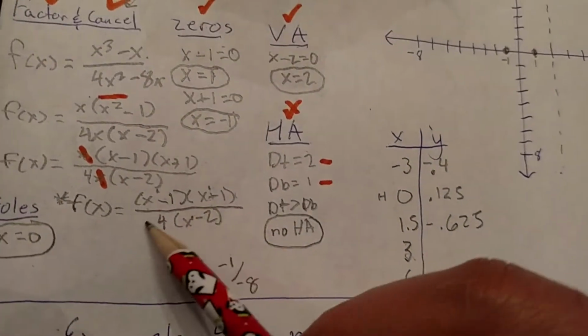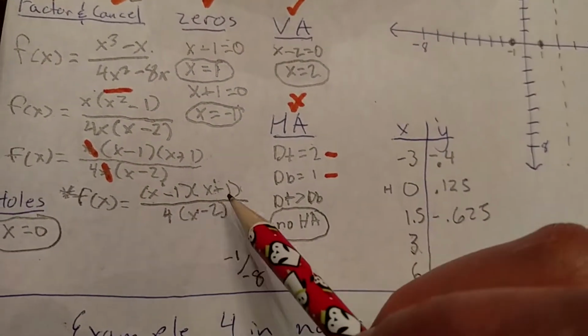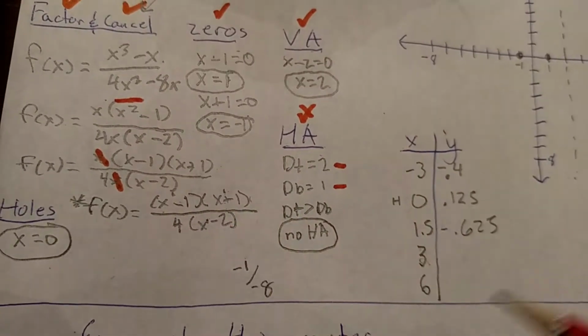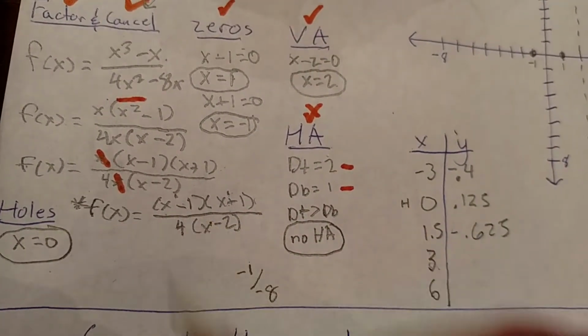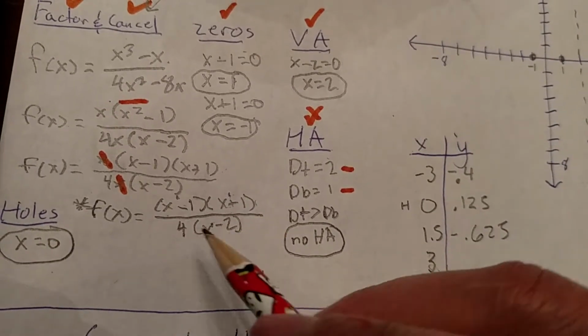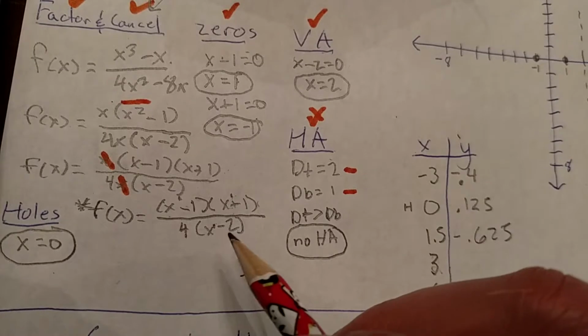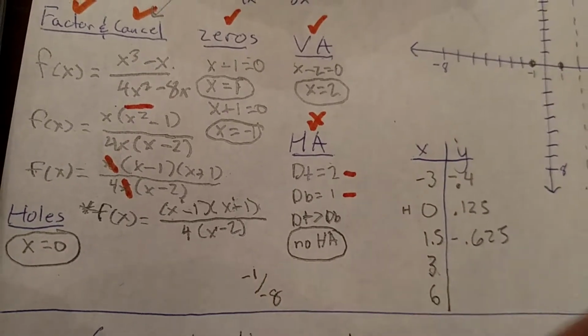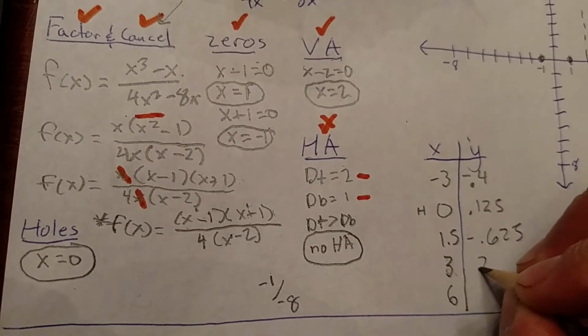Okay, so 3 minus 1 is 2. 3 plus 1 is 4. 2 times 4 is 8. 3 minus 2 is 1. 8 over 4. Okay, so 8 over 4 is 2.